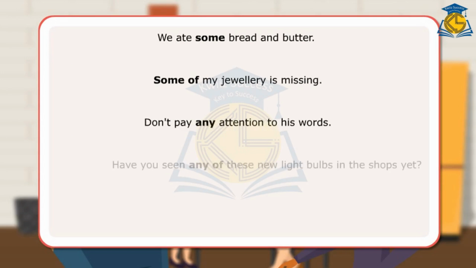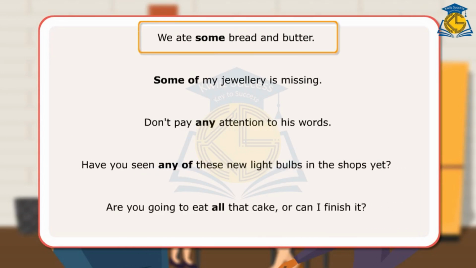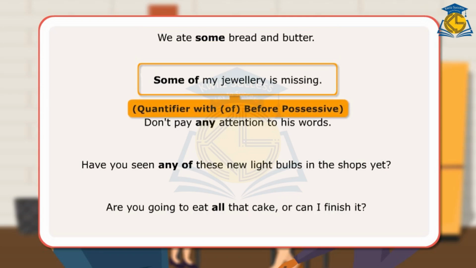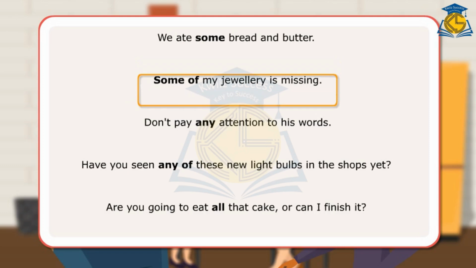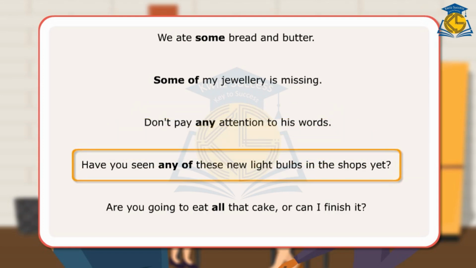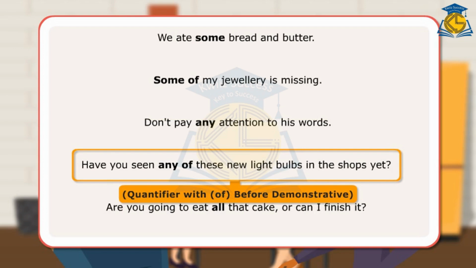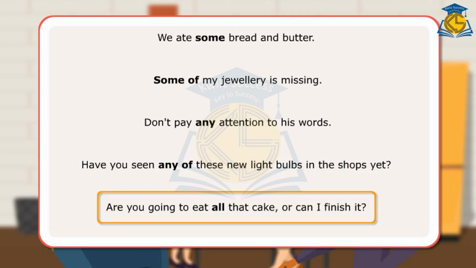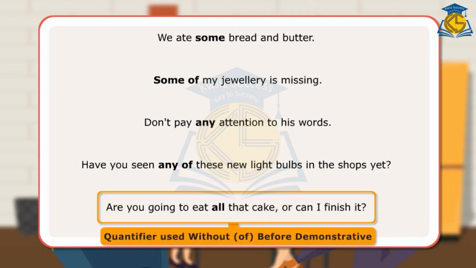Let us look at a few examples. We ate some bread and butter before an uncountable noun. Some of my jewelry is missing. Quantifier with of before possessive. Don't pay any attention to his words. Before an uncountable noun without of. Have you seen any of these new light bulbs in the shops yet? Quantifier with of before demonstrative. Are you going to eat all that cake or can I finish it? Quantifier used without of before demonstrative.